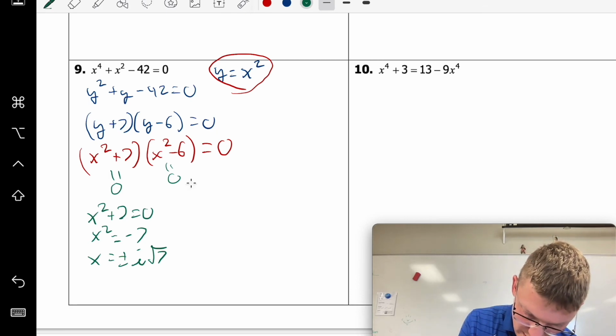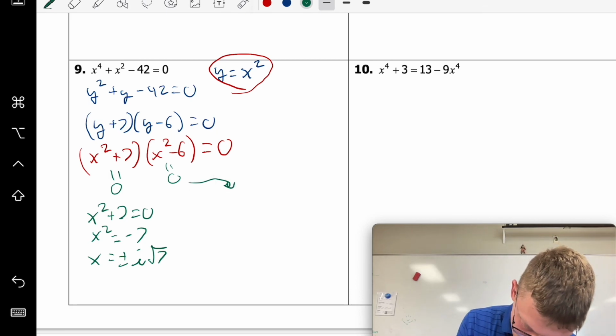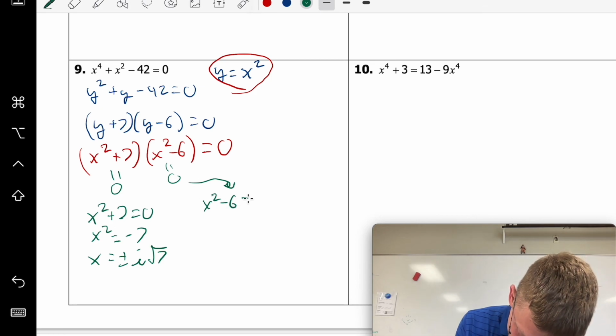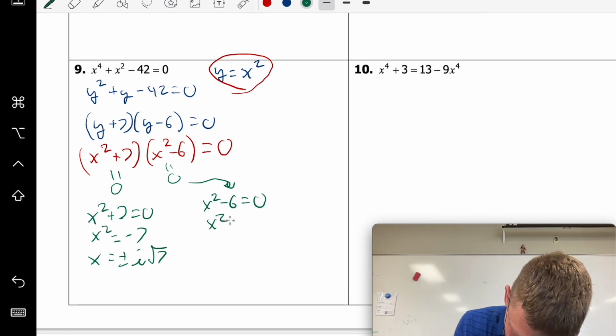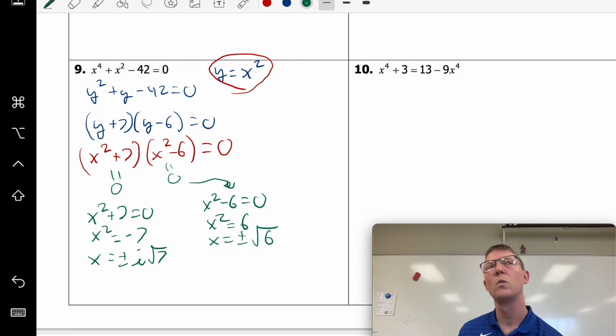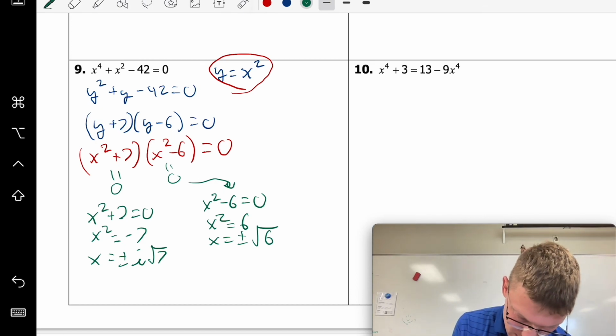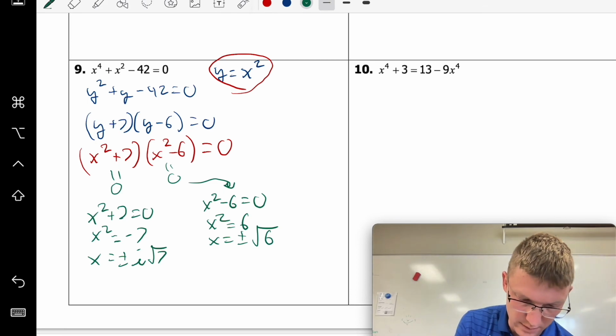So then if we go to the other one, we're going to have x squared minus 6 equals 0. x squared equals 6. x equals plus or minus square root of 6. Nothing comes out of that one, so we're done.